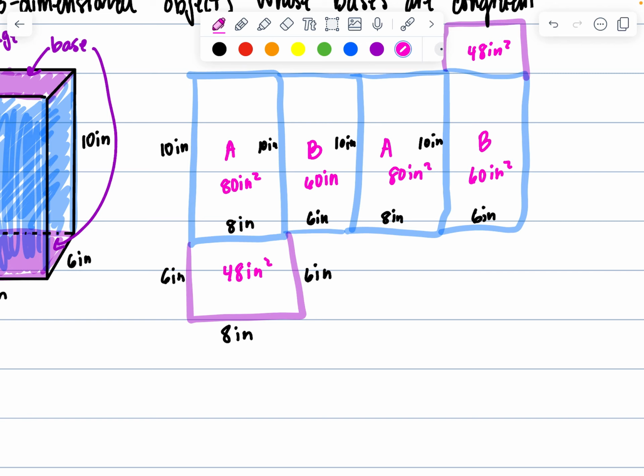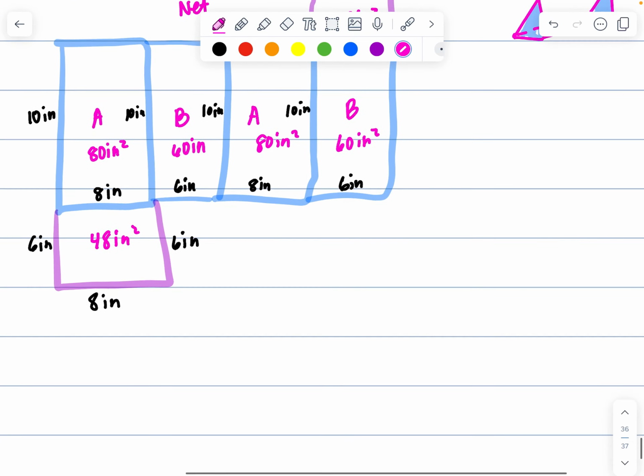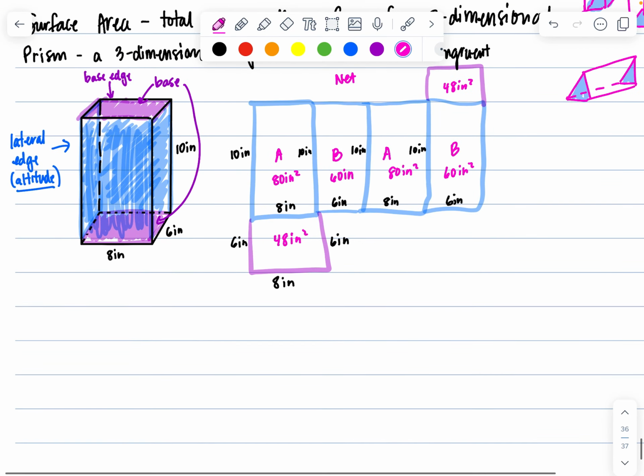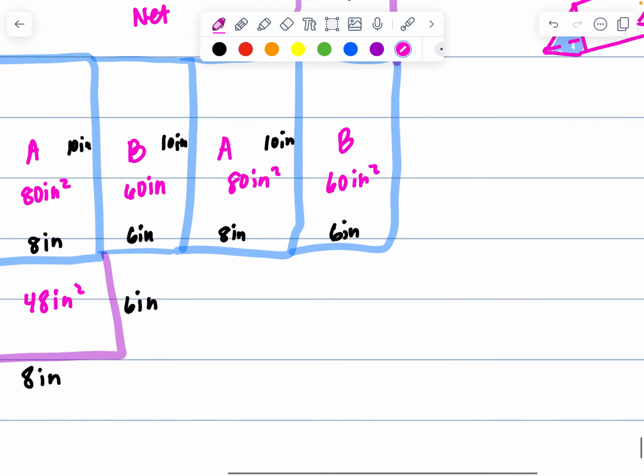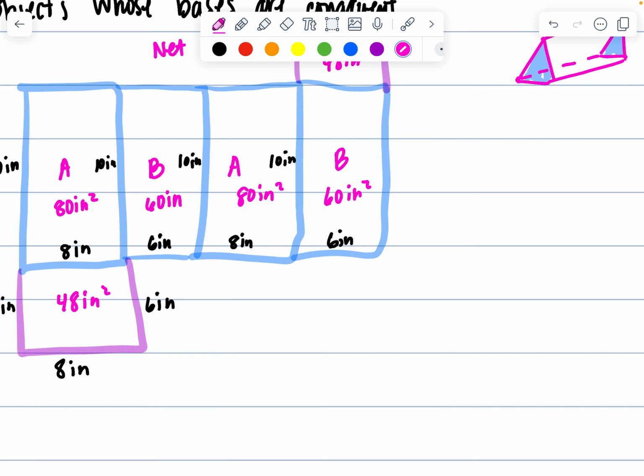Now, this is very tedious to do because there are 3 different rectangles that we actually need to solve for. I'm going to show you an even easier way to do this particular problem, okay? But we are literally calculating all of the areas for this. So, if you notice, 80 plus 60 plus 80 plus 60, or you could do 80 times 2, which is 160, plus 120 will give you 280 inches squared.